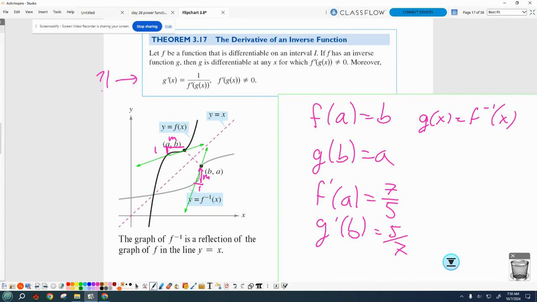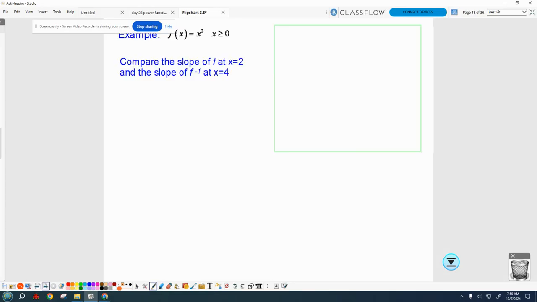So this I have trouble saying. Am I talking about the x value, the y value, this guy's x value, that guy's x value, which one? So I always write these out. So try finding the slope of x squared at 2 and finding the slope of its inverse at its respective coordinate.